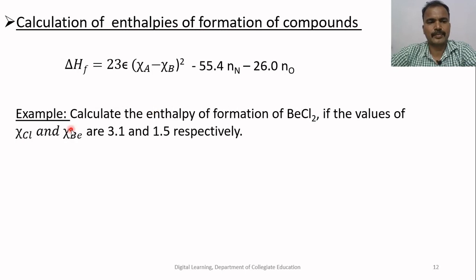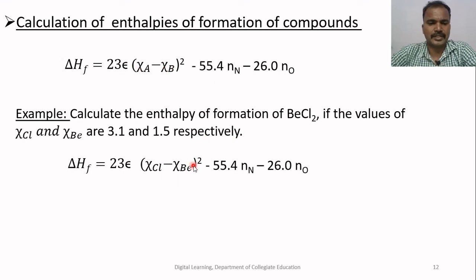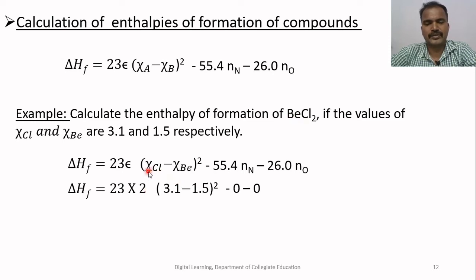Let us take an example. Calculate the enthalpy of formation of beryllium chloride if the values of electronegativity of chlorine and beryllium are 3.1 and 1.5 respectively. To calculate this, you consider this equation and you substitute the values, that is 23 into 2, where epsilon is 2 because there are 2 bonds present in beryllium chloride. Then you substitute the values of electronegativity of chlorine and beryllium, and n of N and n of O are 0 because no nitrogen or oxygen is involved in the formation of beryllium chloride.